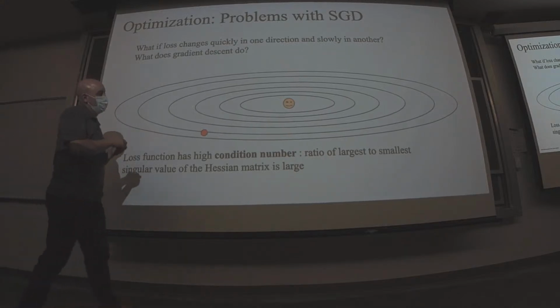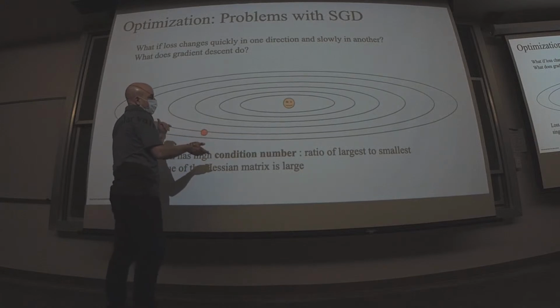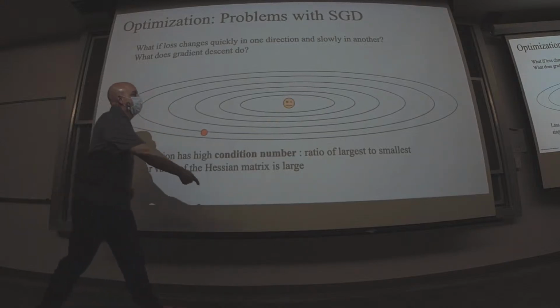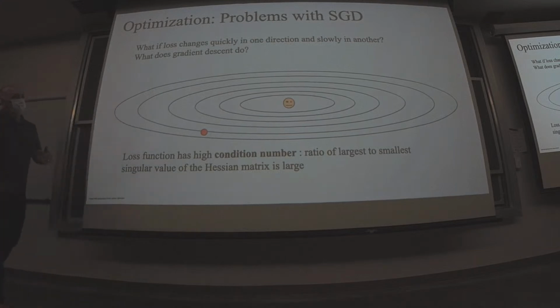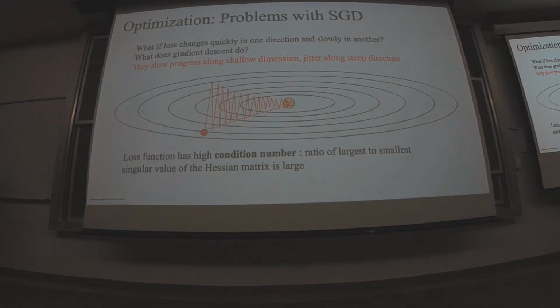So the gradient you would compute here, which direction would be biggest? This vertical direction, or this horizontal direction? Vertical. Yeah, vertical, because it's the steepest, right? So that's right.